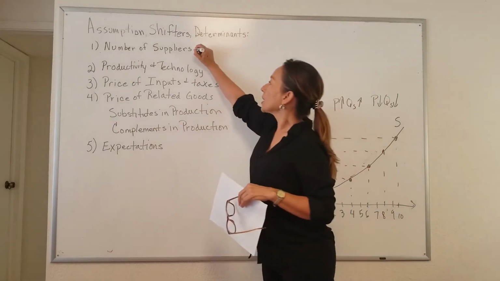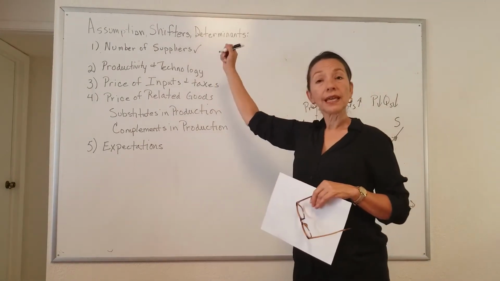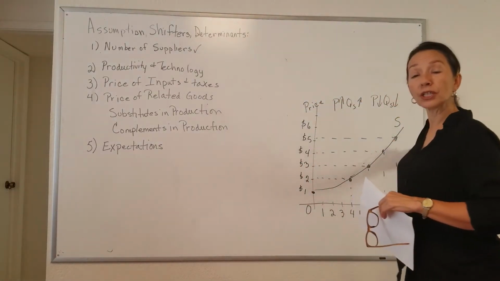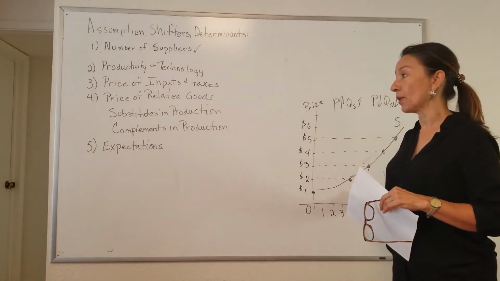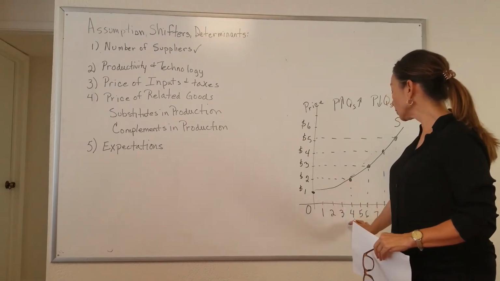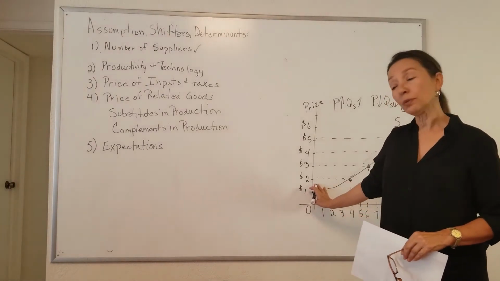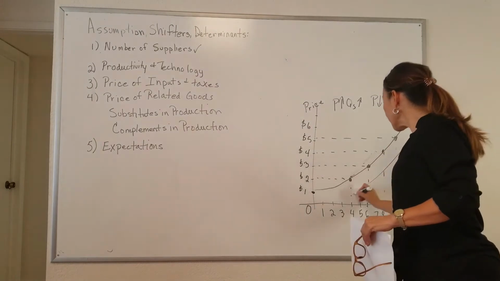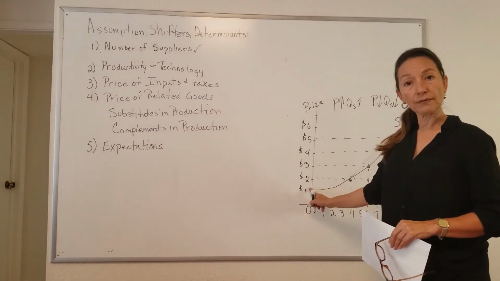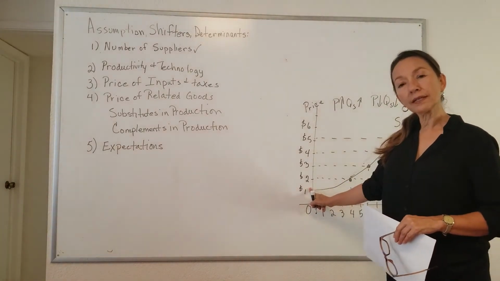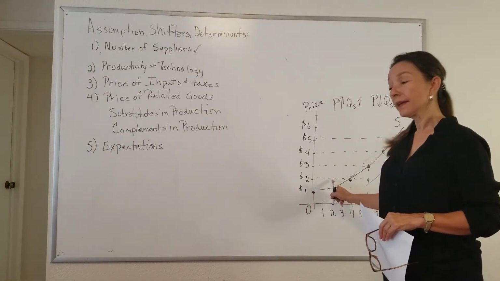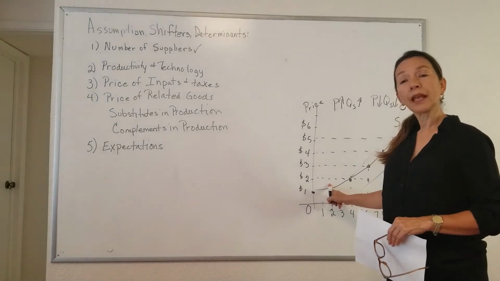The easiest one to understand is number of suppliers or sellers. If we have more sellers of ice cream in the market, then our supply curve is going to shift to the right at every given price point. So instead of only having 4 ice cream cones at $2, if we have more suppliers, we may actually have 6 ice cream cones supplied at a price of $2. More entrants into the market to sell typically means that more is provided at specified price points.